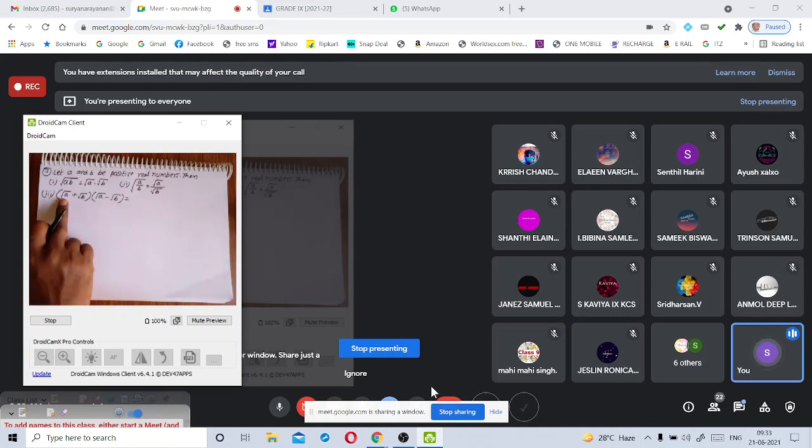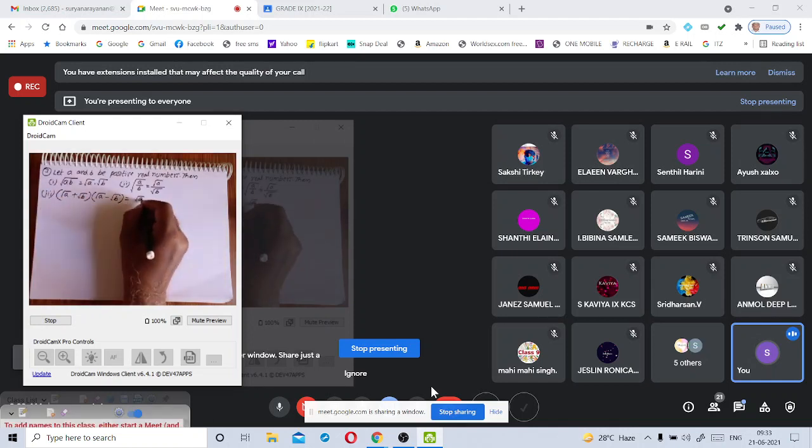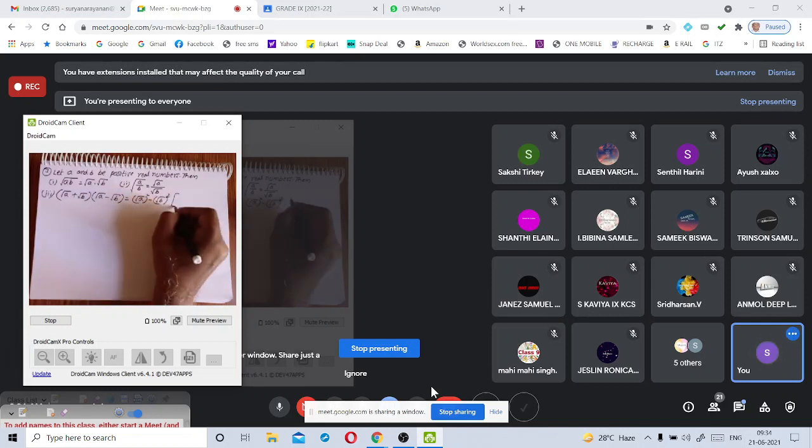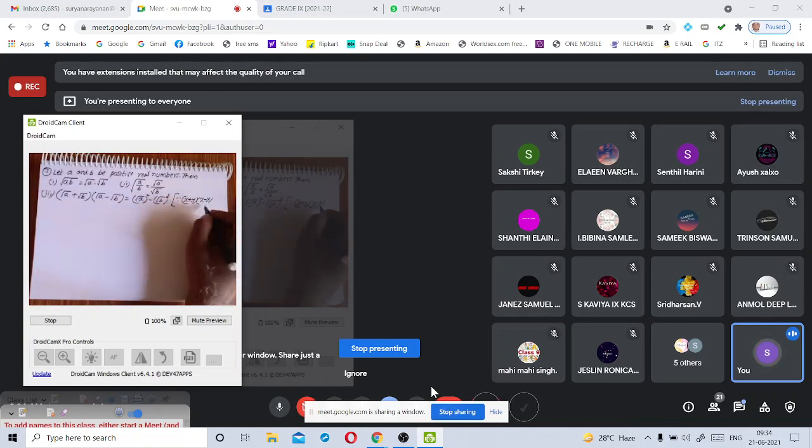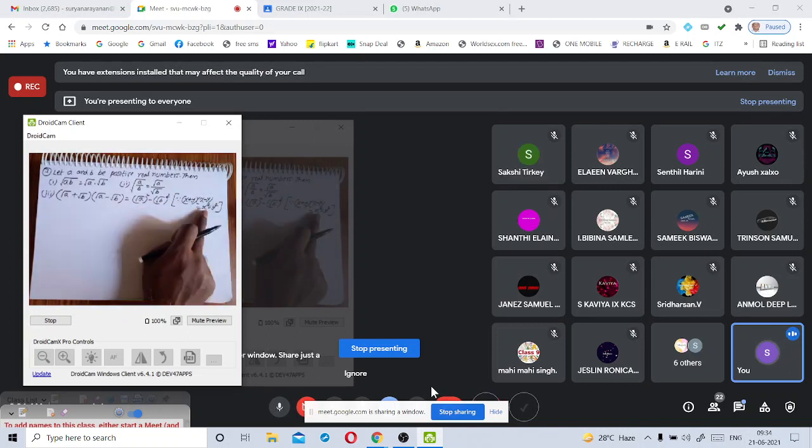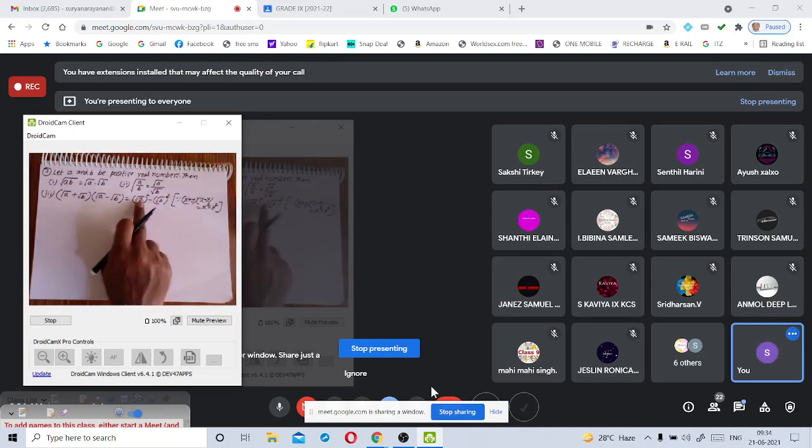So where x is equal to root a and y is equal to root b, by using that algebraic identity, we get root a whole square minus root b whole square, because x plus y into x minus y is equal to x square minus y square, where x is equal to root a and y is equal to root b. Understood this step, my dear children?